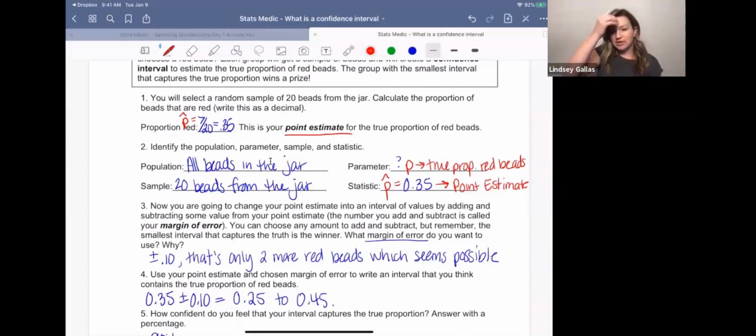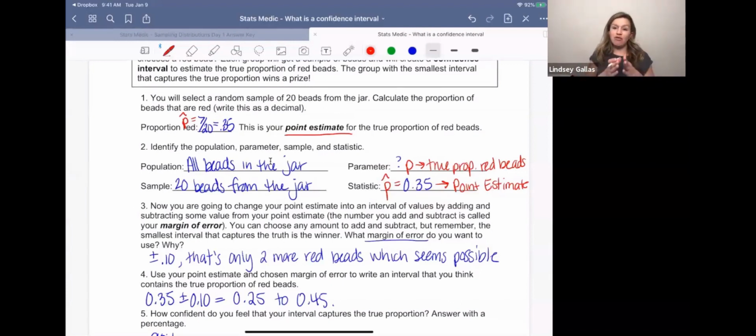Okay, that means my parameter must be p, and I'm just going to call that the true proportion of whatever the thing is that we're dealing with. All right, now in number 3, we're changing from our point estimate into an interval. So we have 35%, or 0.35, is our point estimate from our sample.